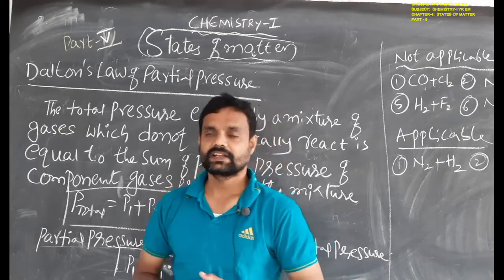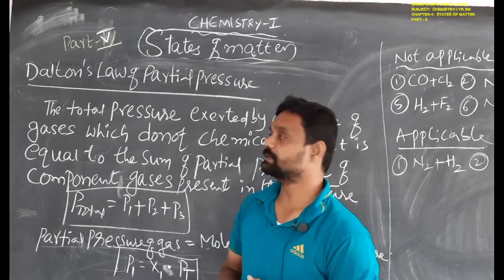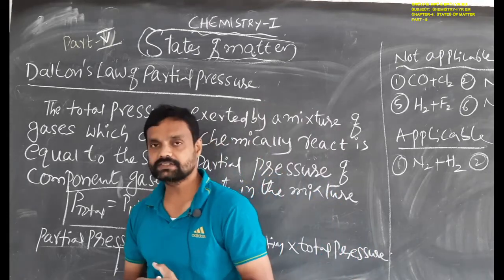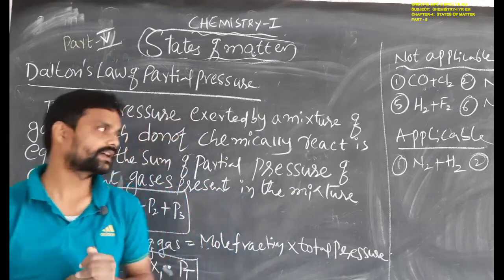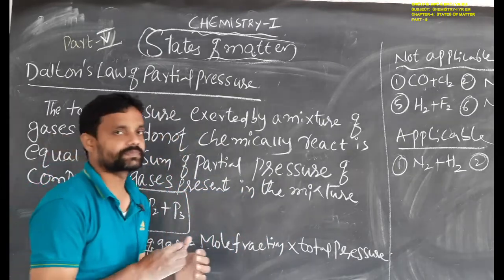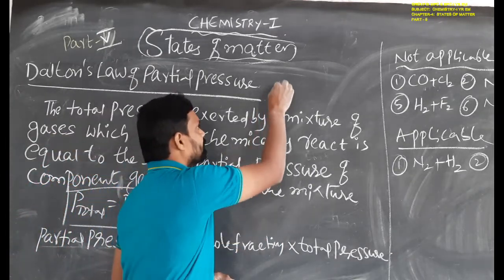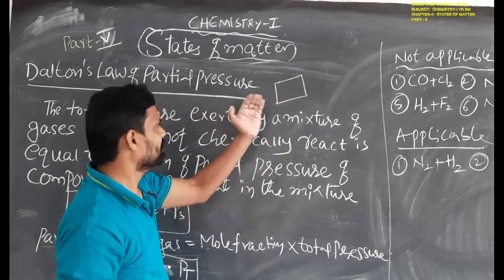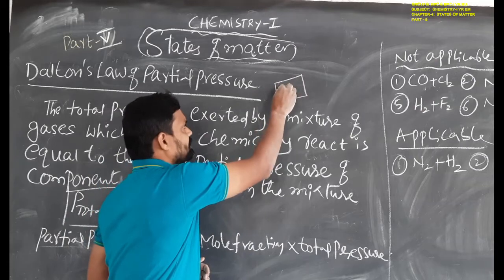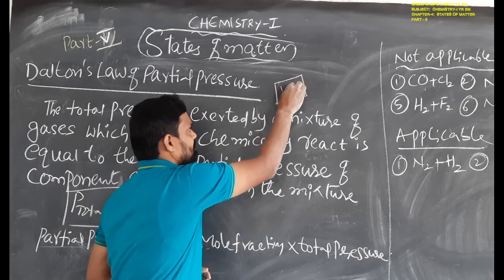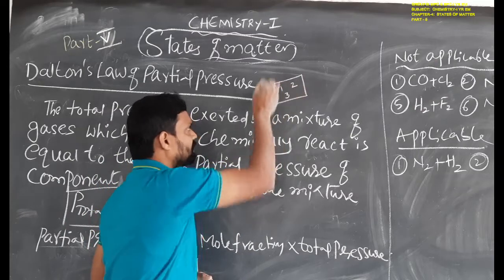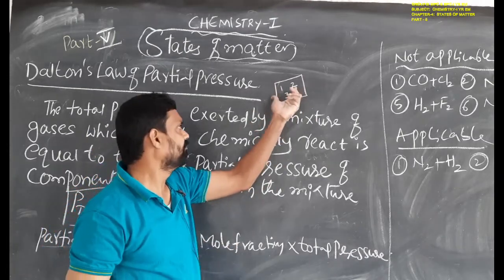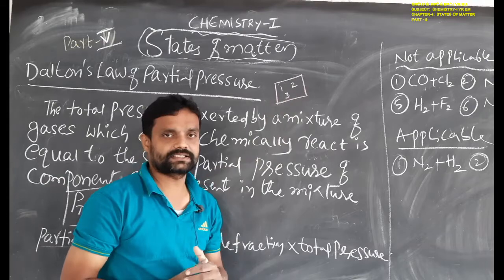Now here we are going to explain Dalton's law of partial pressure. What is that, students? Dalton's law of partial pressure. Simple meaning: for example, here we take a mixture of gases. In this mixture of gases, let us assume three gases are present. Here 1, 2, 3 gases are present.